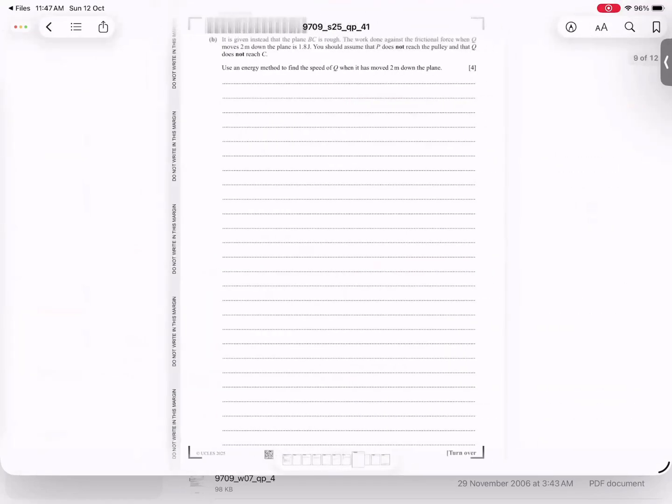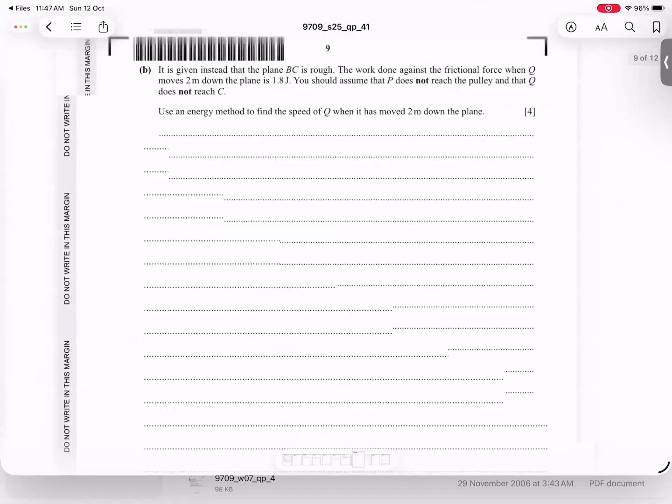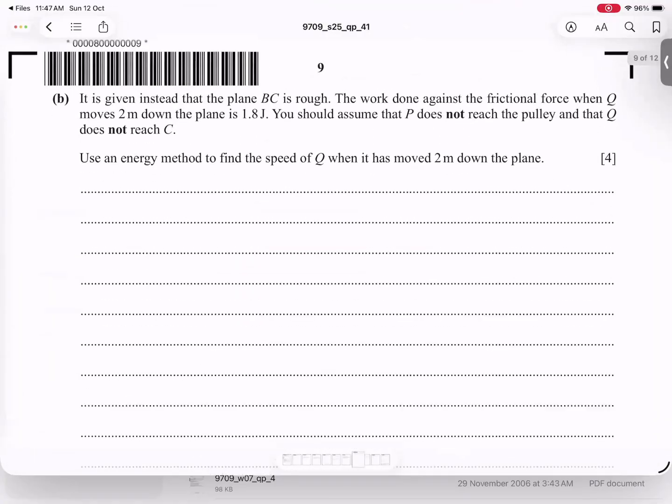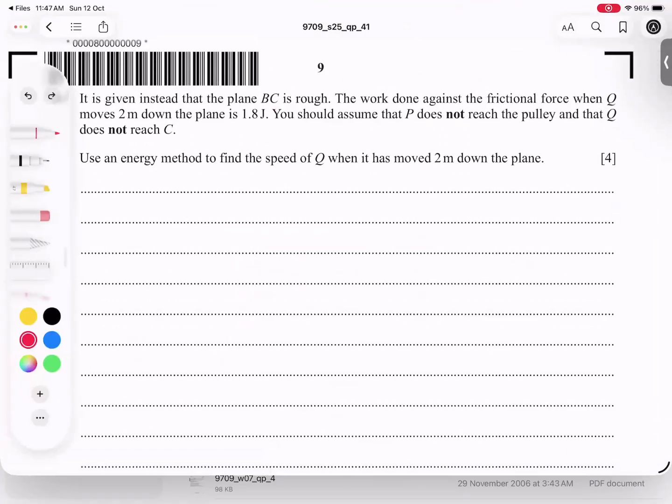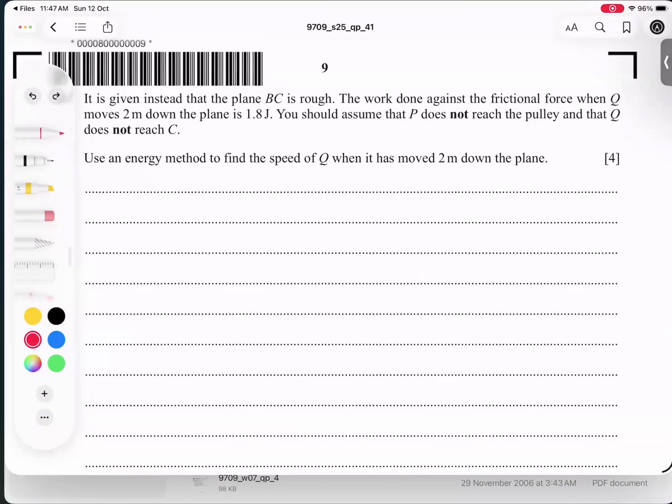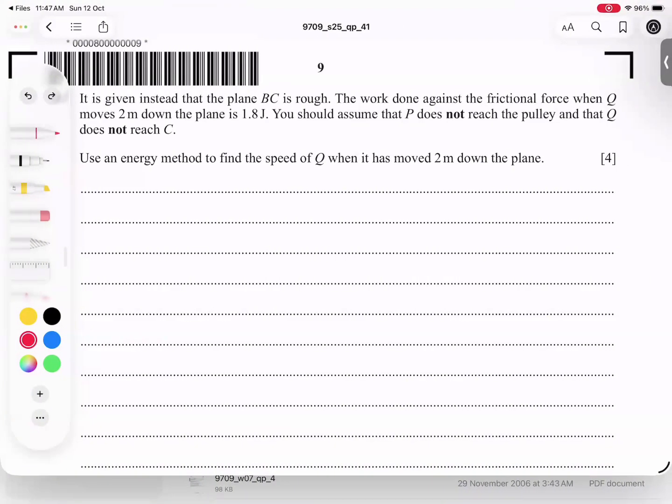Next part we have, it is given. Instead the plane BC is rough and the work done against the frictional force when Q moves 2 meters down is 1.8. So the work done by the frictional force is basically 1.8. And we can assume P does not reach the pulley and Q doesn't reach C.